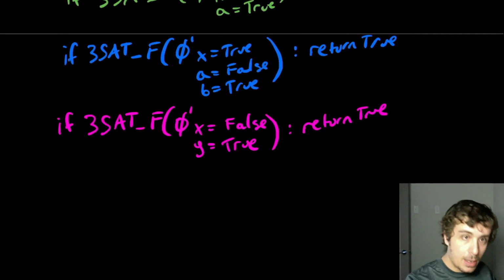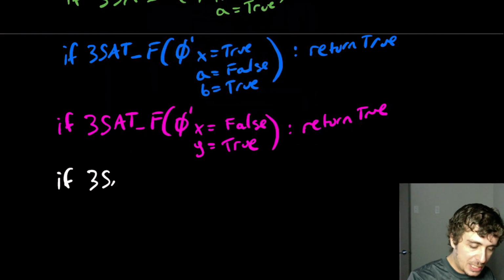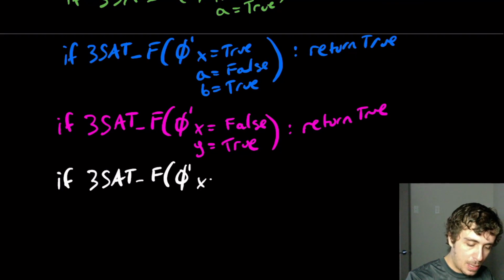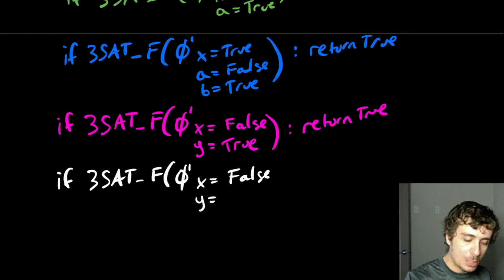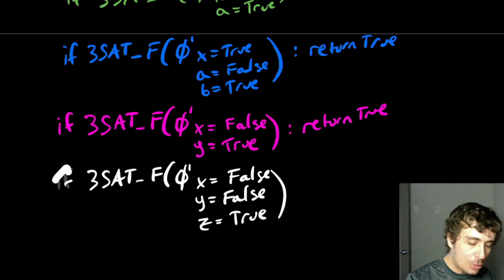And then as a final step, we're going to do the same case we did before. So if 3-SAT faster of phi prime, with x set to false, in this case now y has to be false, and then z has to be true in order for the clause to be satisfied. And actually, since that's the only possible thing we can do, I'm just going to return that.